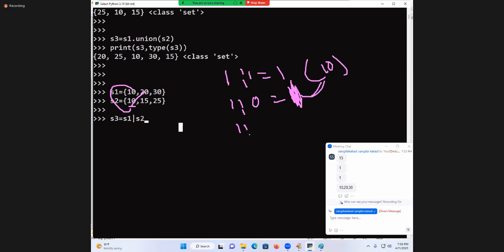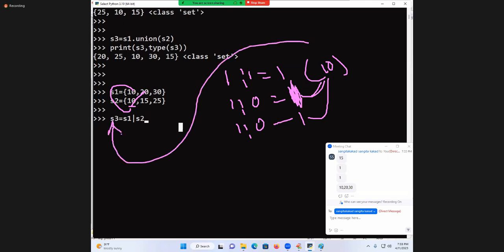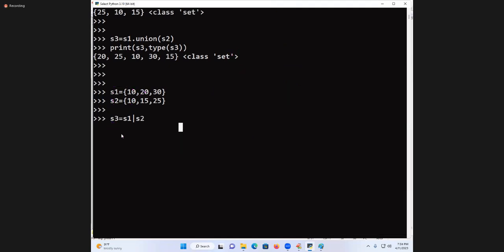1 is called what again? 0, 1, 10. 10 is added to whom? S3. What does S3 already contain? Second time 10 is added? No. It is not added because duplicates are not allowed. Next, what? 15. 1 with 10. 1 or 0? 1. 15 marked for selection.